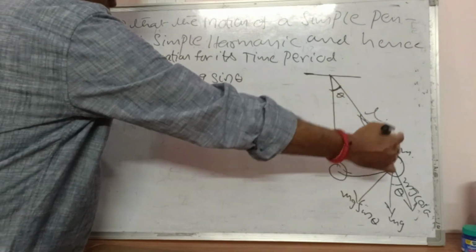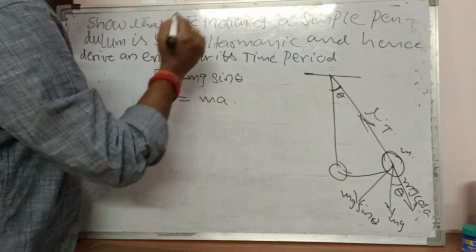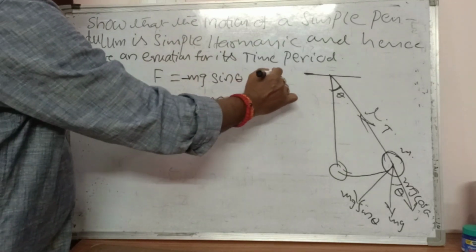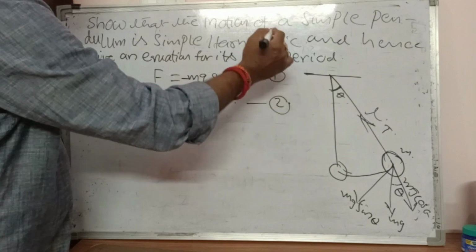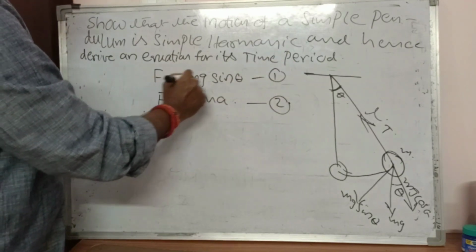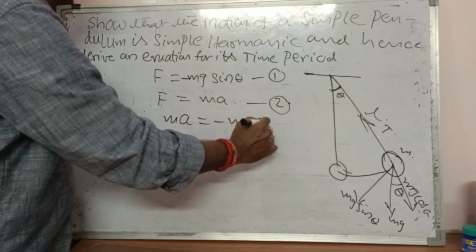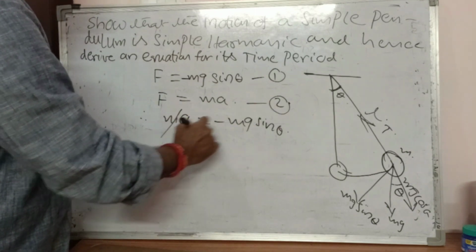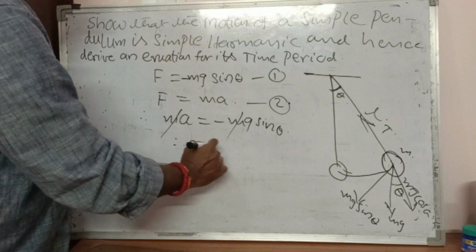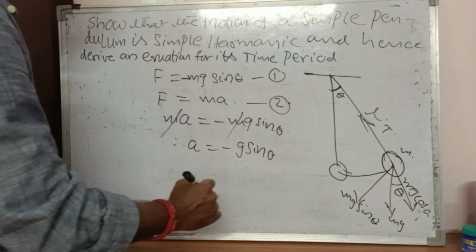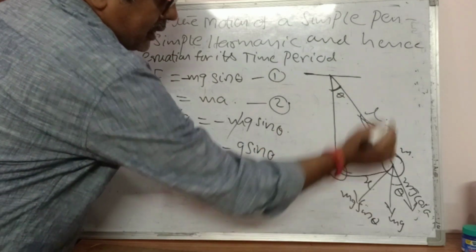But we know that F is equal to ma. From these two equations, ma is equal to minus mg sin theta. Therefore, on getting m cancelled both sides, a is equal to minus g sin theta. But when you observe this diagram, when theta is very small, sin theta becomes equal to theta. Therefore, a is equal to minus g into theta.